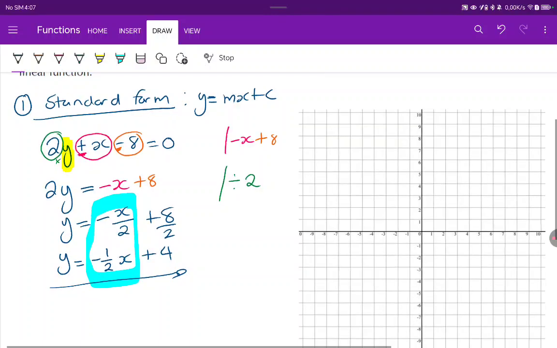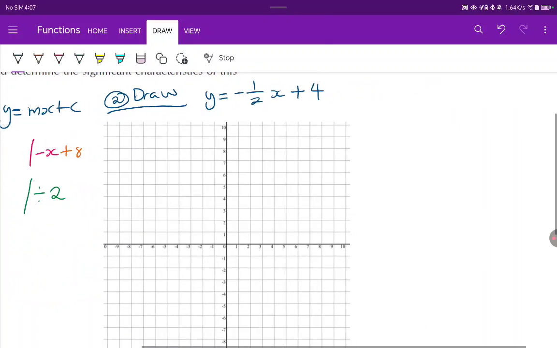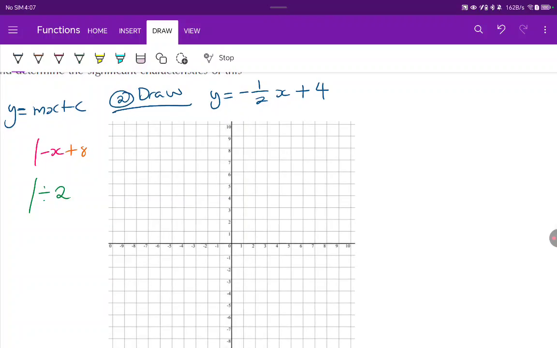Now, in order to draw it, let's do step 2. We are going to draw. There are different ways of drawing the graph, but we're just going to draw from the standard form, which means I'm not going to look for points to substitute. I'm just going to use the equation. So using this equation, I can use this positive 4. This you should know as your y-intercept. This is where I start. So my starting point is going to be on the y-axis at point 4.